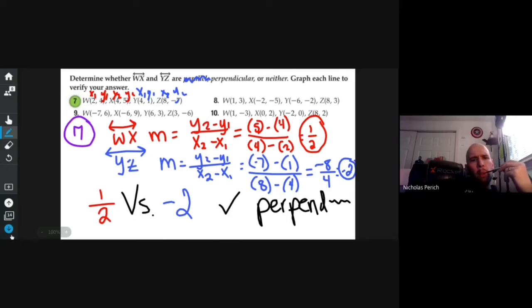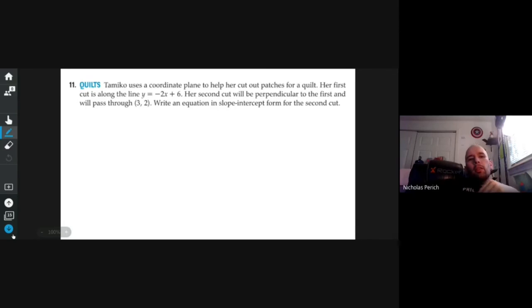We won't do any more from that page. Tamiko used a coordinate plane to help her cut out patches for a quilt. Patches. Now that's the name. That's a good name for a cat. Patches. Her first cut is along the line y equals negative 2x plus 6. Her second cut will be perpendicular to the first and will pass through 3, 2. Write an equation in slope-intercept form for the second cut. This is slope-intercept form.